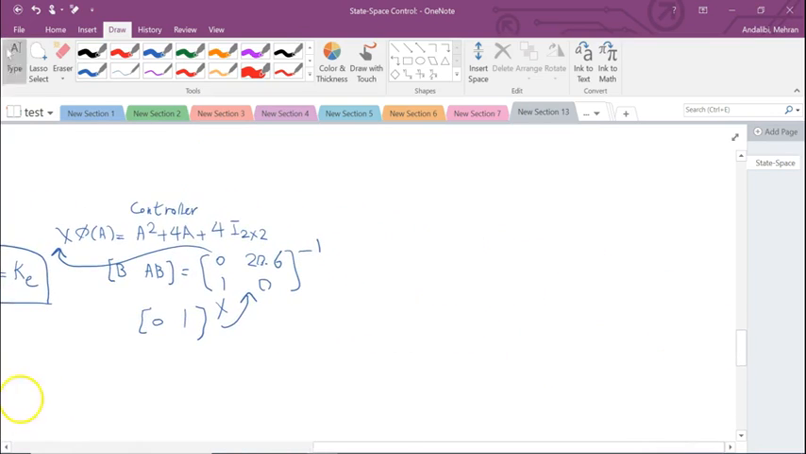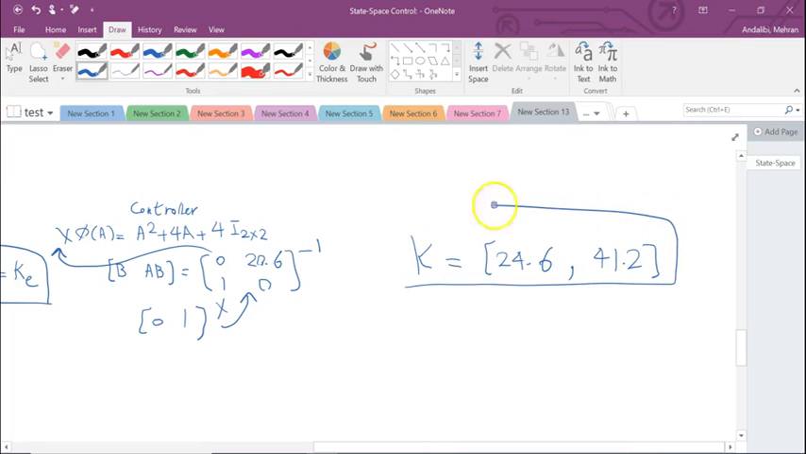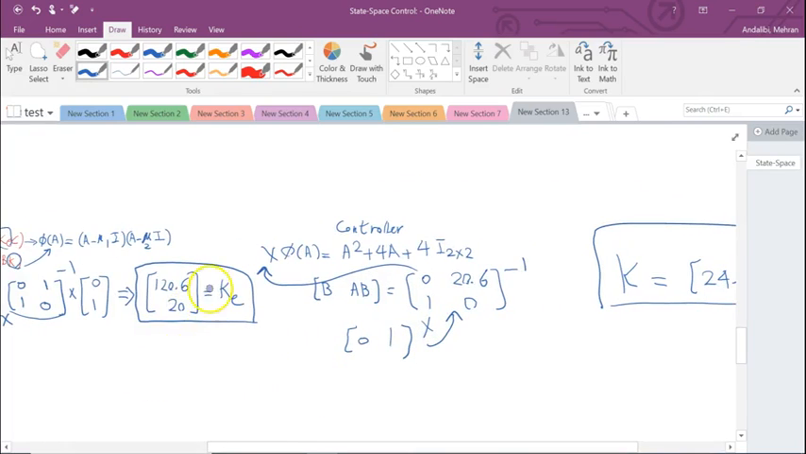And if you do that, then the gain of the controller K is going to be 24.6 and 41.2. So it's going to be a row matrix. That is your controller gain. And this is your observer gain to achieve 5 times faster dynamics.